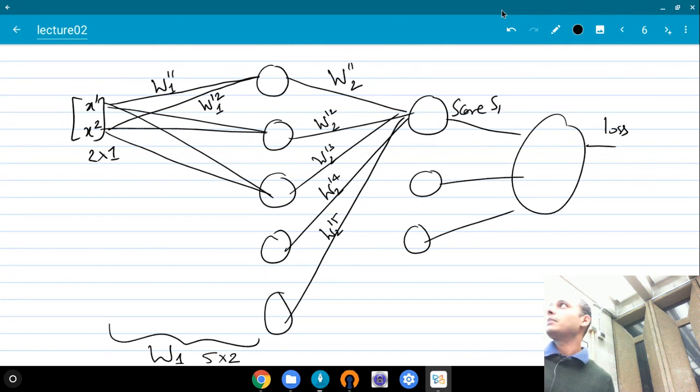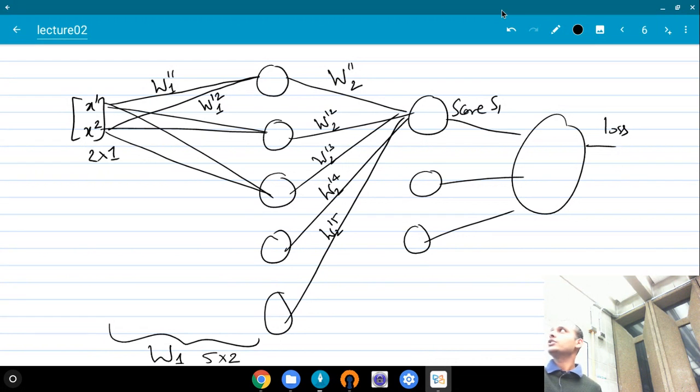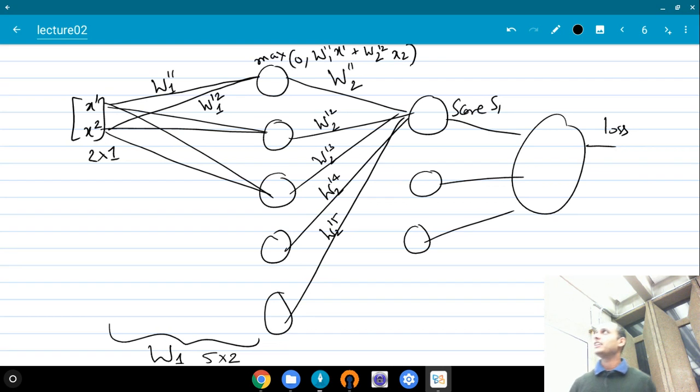W1, if you see below, essentially corresponds to these edges. We chose 5 as the number of hidden nodes, so I've represented the nodes as these circles. There's a linear transformation happening from the X's to pre-activations, and then the pre-activations get operated on by the nonlinearity, max of 0 comma that number, and that gives me the output of those nodes. Think of this node as max of 0 comma the input, which is W 11 times X1 plus W 12 times X2.